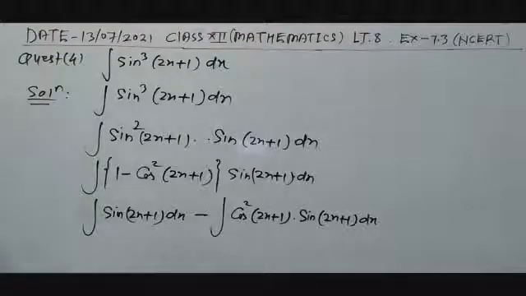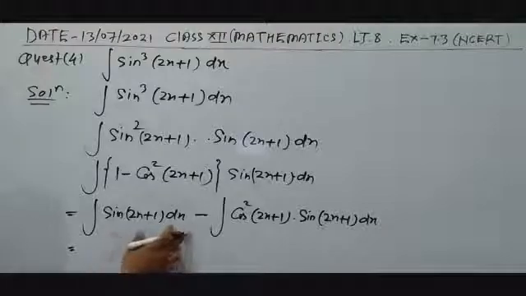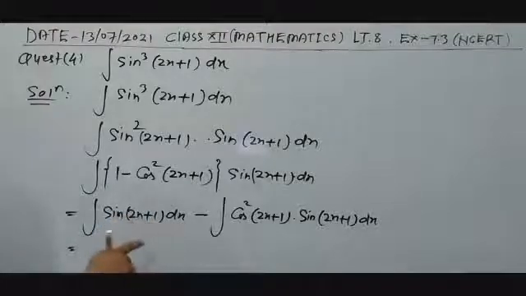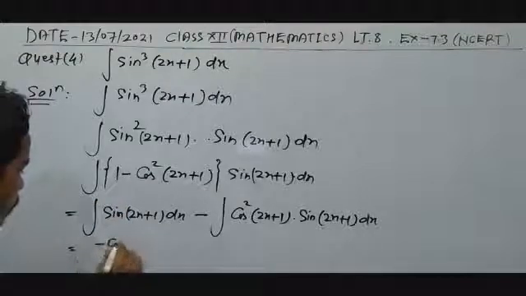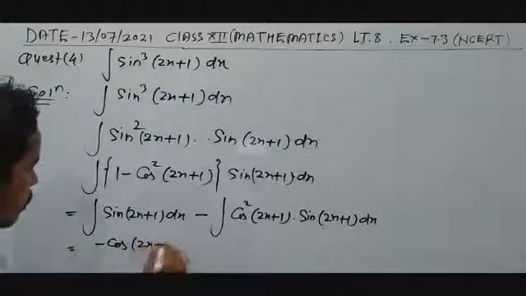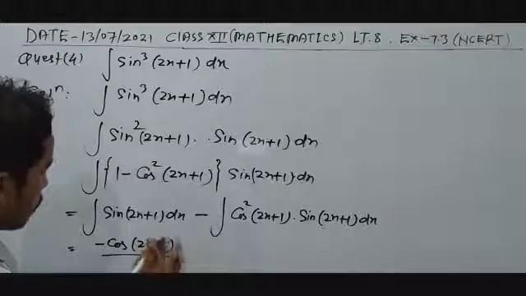Now again we have to integrate. In this integration you will consider 2x plus 1 equal to t. The integration of sin t will be minus cos t, and the derivative of 2x plus 1 is 2, so the product will be 1 by 2. So the result is minus cos of 2x plus 1, divided by 2.